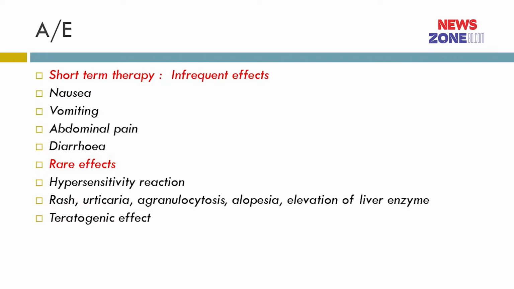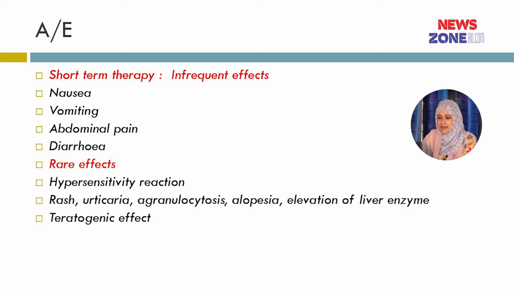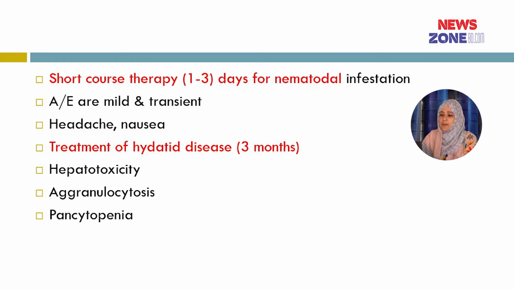In short-term therapy, the infrequent adverse effects are nausea, vomiting, abdominal pain and diarrhea, and the rare effects are hypersensitivity reaction, rash, urticaria, agranulocytosis, alopecia, elevation of liver enzymes and teratogenic effects. In short-course therapy, given for 1 to 3 days for nematode infestation, the adverse effects are mild and transient, such as headache and nausea. In the treatment of hydatid disease, the treatment persists for 3 months.